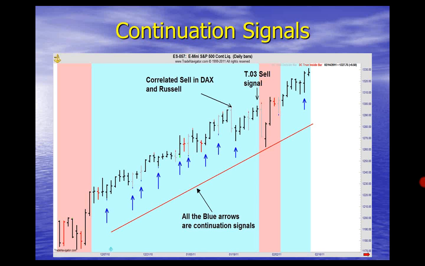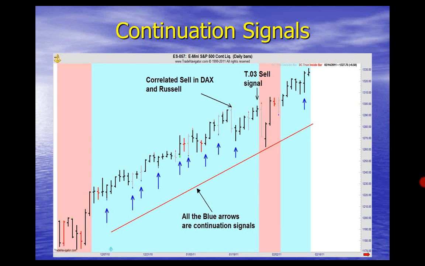Here's an example of the continuation trades. In trending markets, these continuation signals just go on and on. This happens to be the E-mini, which had long periods of trending this year and last year even more so. So you can see that the continuation signals are just one after the other, and we have a looser protocol for the stop loss on those.